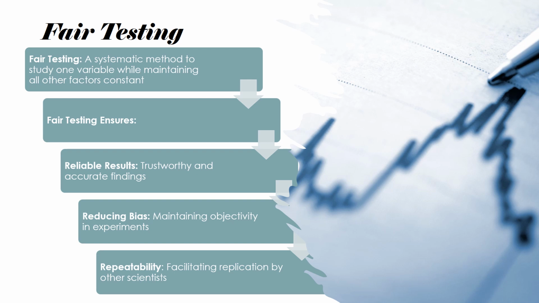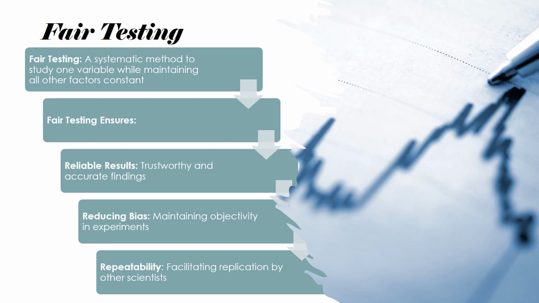Here's how it works. Imagine we want to test how different amounts of sunlight affect plant growth. To conduct a FAIR test, we would: 1. Keep all other factors constant. Everything else that can influence plant growth, like temperature, soil, and water, must remain the same. 2. Vary only one thing, in this case, the amount of sunlight.